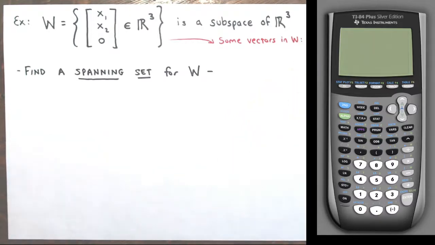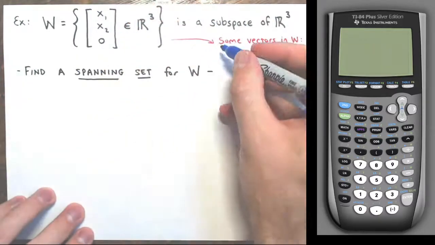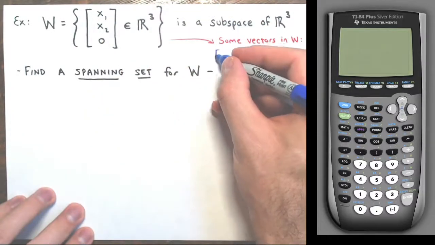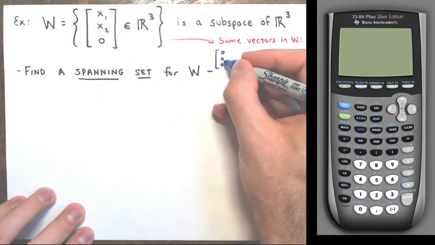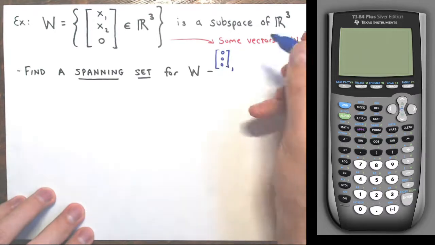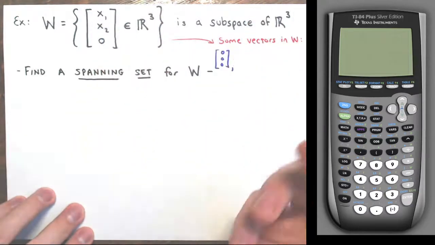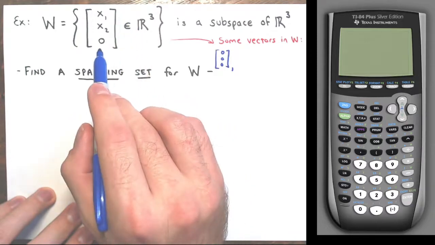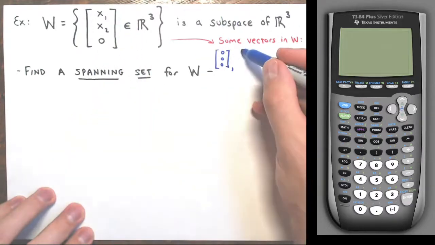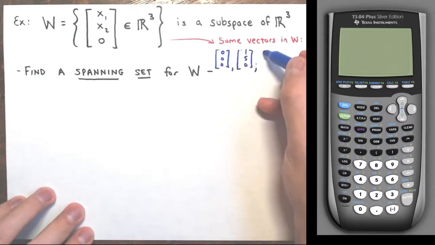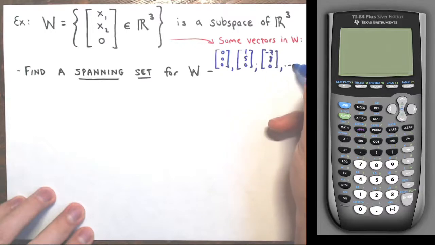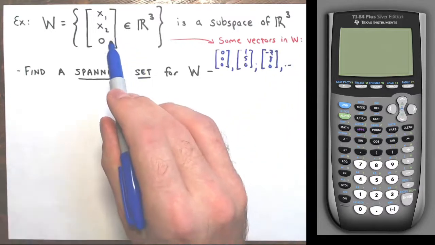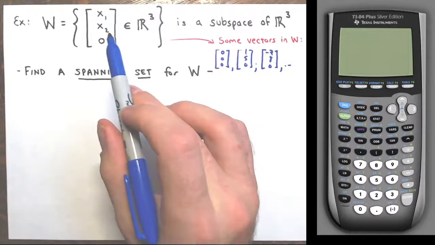So again, obviously the 0 vector is in there, right? If x1 were 0 and x2 were 0, and the third component always has to be 0, that's in there. You just let x1 and x2 be whatever you want. There are no conditions. The only condition is that the third component needs to be 0. So 1, 5, 0, negative 7, 8, 0, and so on. As long as that third component is 0, you have a vector in W.